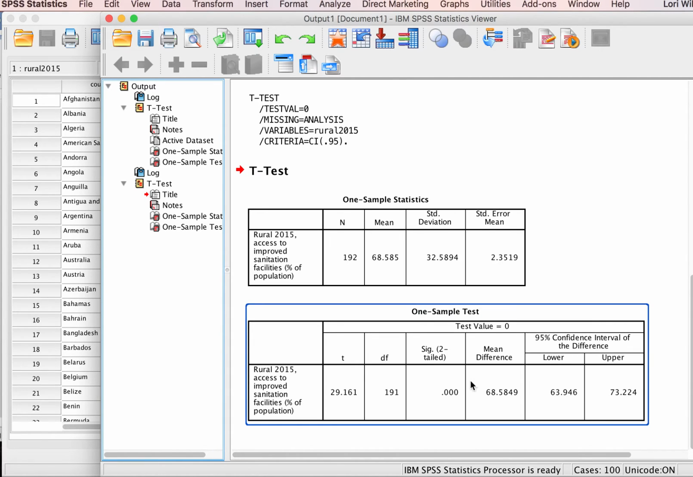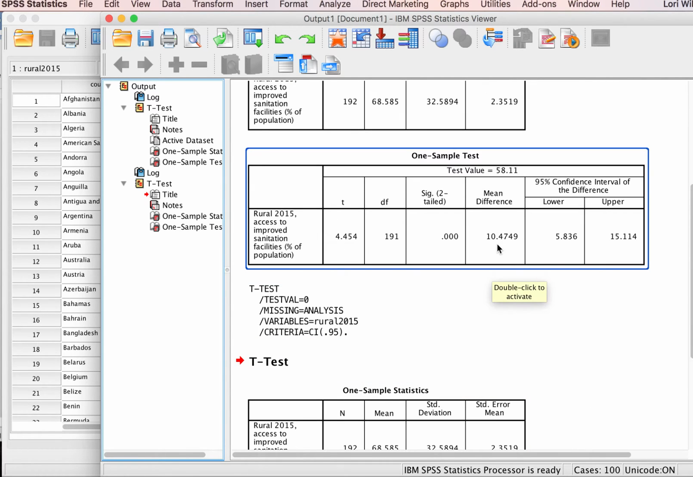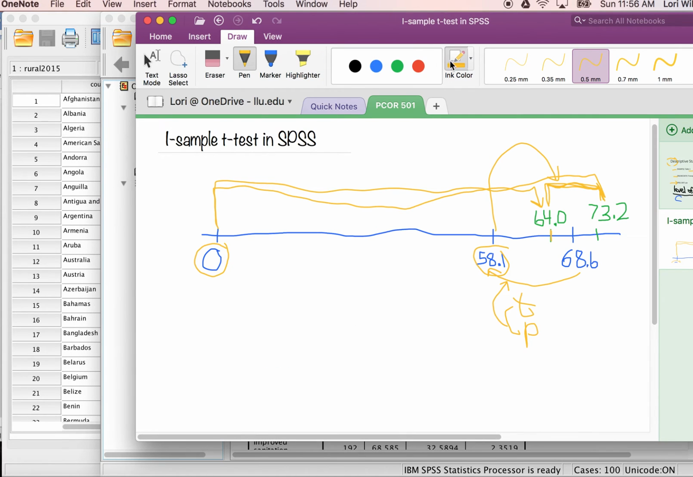Now when I ran the test this other way and I said I'm like 10.5 away from 58. What I was testing there is, let me choose a different color, how far away is the lower confidence interval from 58.1?